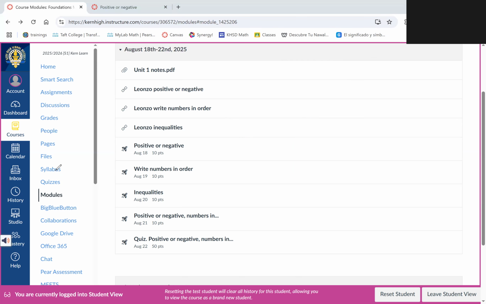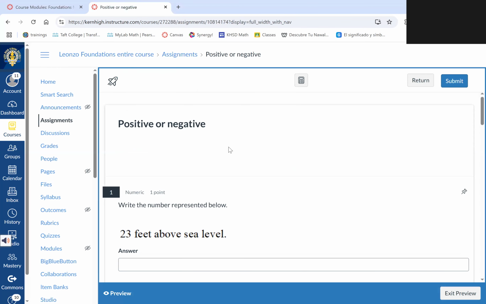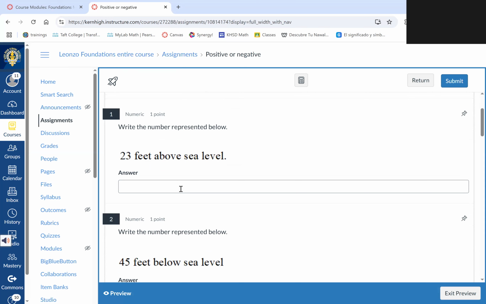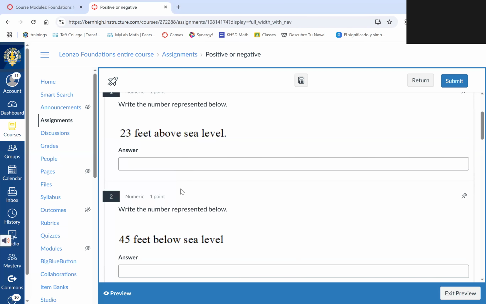Okay. Now let me go over the syllabus still. Let me take a look at something on the homework. If I was to click on the homework, it's going to look something like this. I'm going to click on the positive or negative assignment, and here I just have to type in an answer. Now, again, this is foundations homework, but it will help all of you.